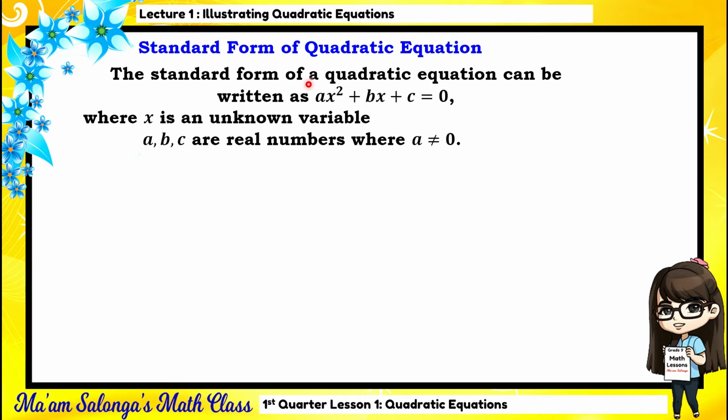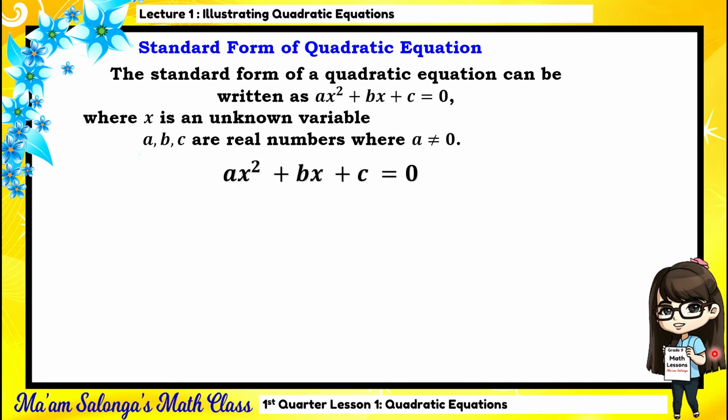Kasi kung ang ating a ay magiging equal to 0, pag minultiply nyo si 0 at saka si x squared, ang sagot ay 0. Ang matitira na lang ay bx plus c. At ang magiging degree niya or yung highest exponent niya ay 1 na lang. At hindi siya quadratic equation kundi linear equation.